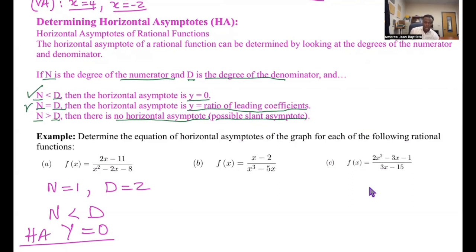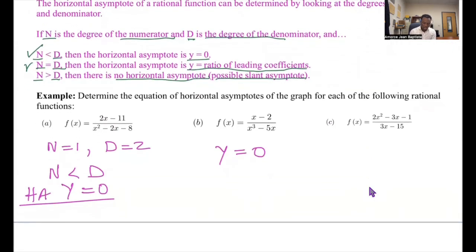We got the same situation happens. You have the same situation. So y equals 0. For this one, it reverses, right? You got the degree in N is 2, degree in D is 1. So N, that's the last condition, is greater than D. So no HA.